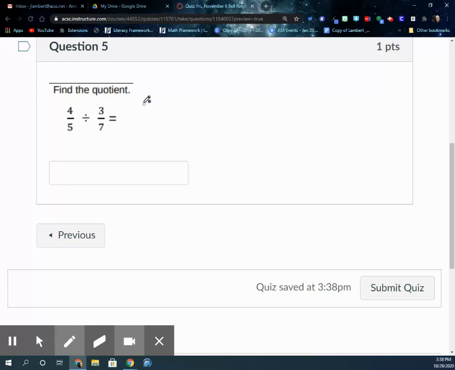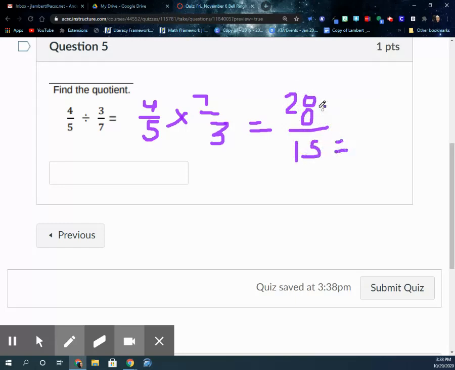All right. Now that you've had a chance to work on it, so we've got 4/5. We're going to keep him the same. And change the multiplication and flip 3/7 to 7/3. Now we can multiply straight across. 7 times 4 is 28, and 5 times 3 is 15.